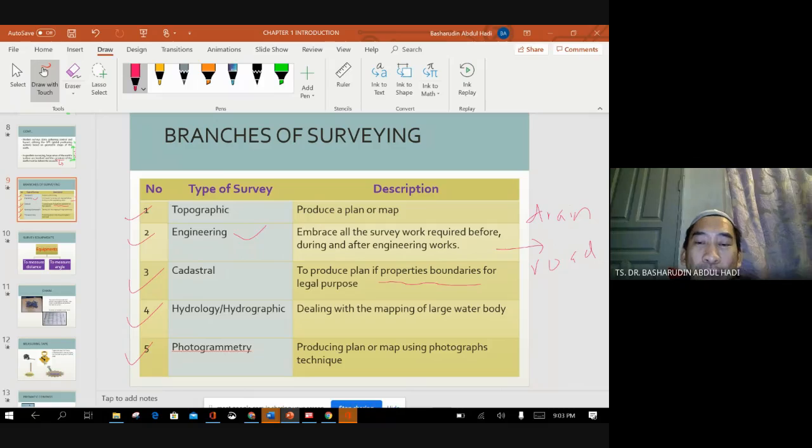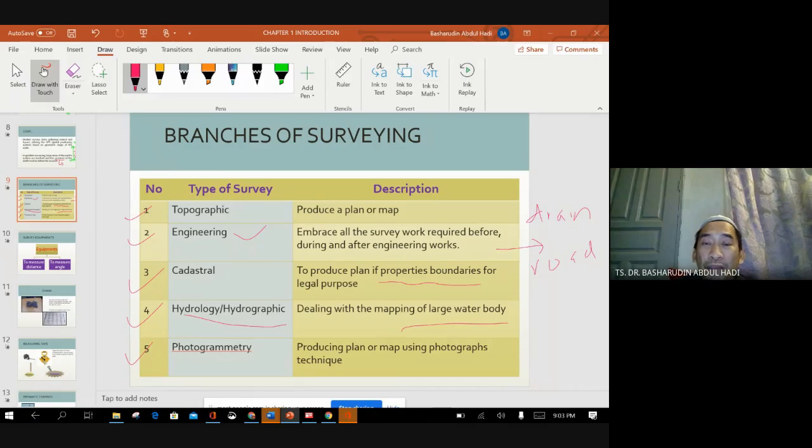If not closed, that means something is wrong with the cadastral survey, because the cadastral survey is legal, to make sure this bearing and distance are going to be drawn in your land grant, or what we call geran tanah. Okay, so in your land grant you have the distance, you have the stations, and you have the angles. Okay, so number 4 is hydrology, hydrography, dealing with the mapping of large water bodies. For example, that you have a river.